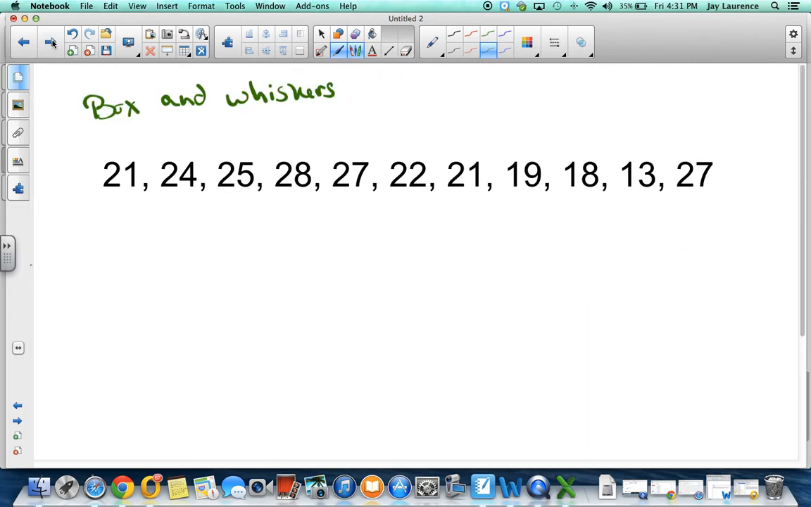Okay, let's see here. Now we've got box and whisker plots. Now to do a box and whisker plot, this is simple. First thing I'm going to do is list the numbers in order, least to greatest. So let's see, I got a 13. These are just some random scores on a test you took recently. It was out of 27. Some people got extra credit. Okay, so I think 21 is next.